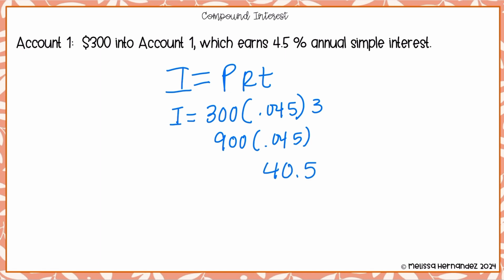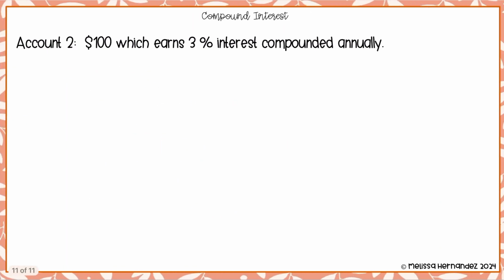Now keep in mind, that's not her balance. That's just the interest that she earned. So the interest started, the principal was 300. So for account 1 is $340.50. Okay, so let's look at the second account.